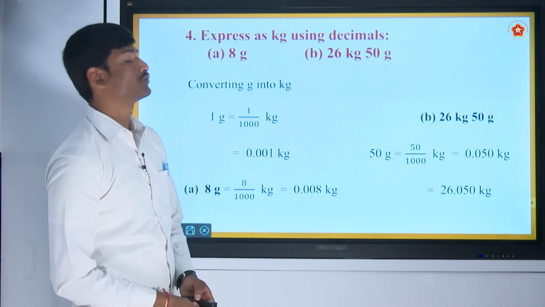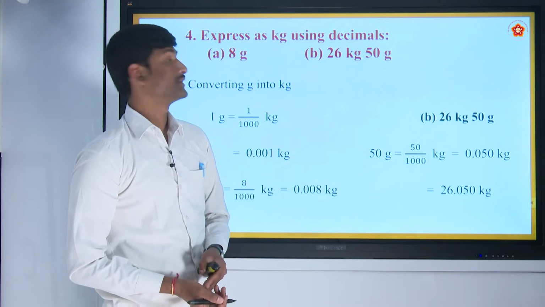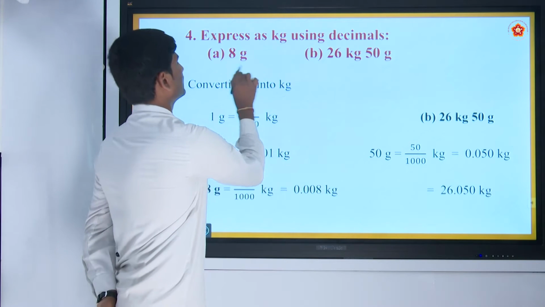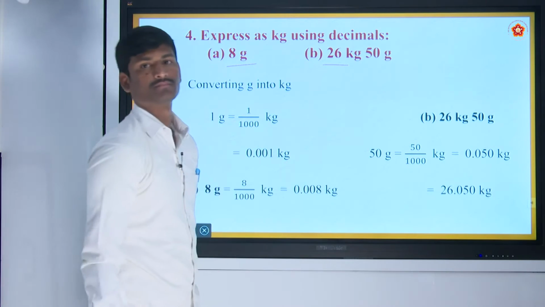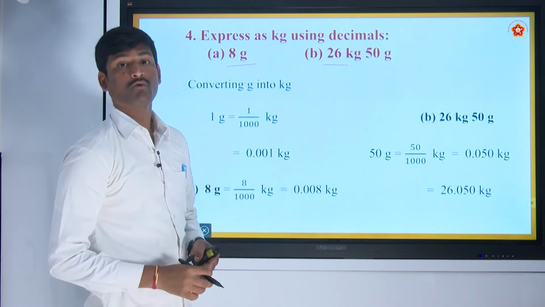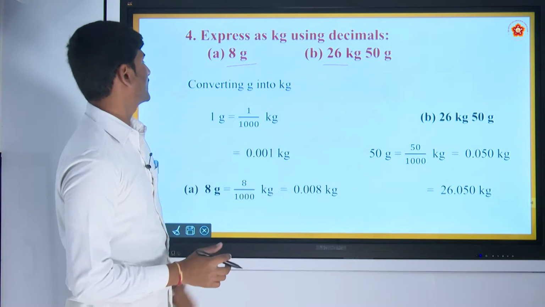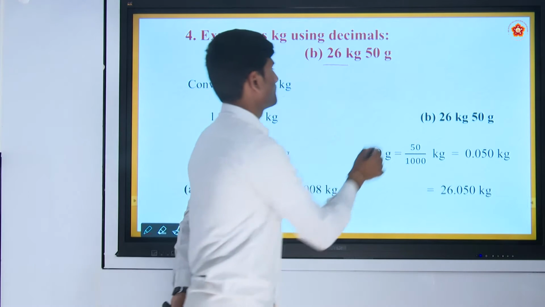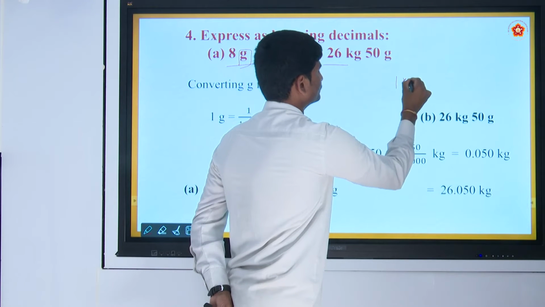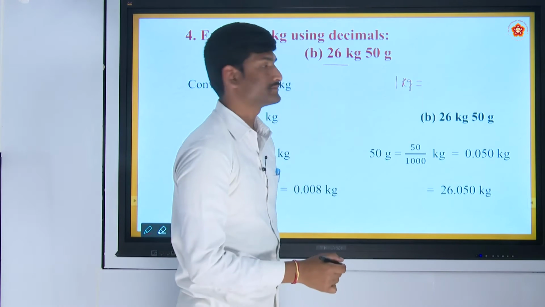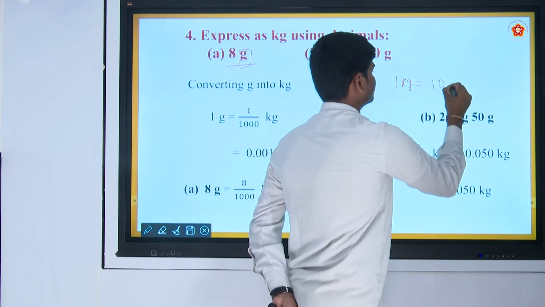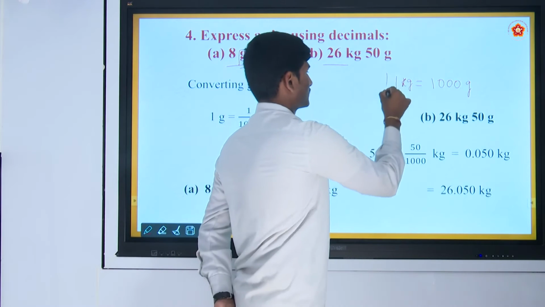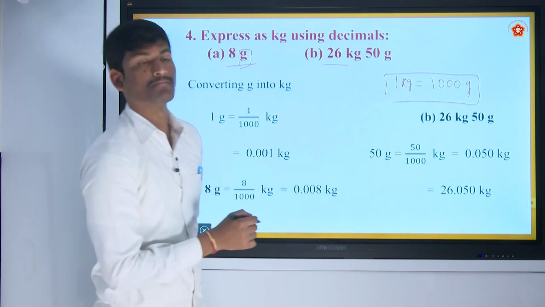Then fourth question: express as kg using decimals. Here 8 gram, 26 kg 50 gram. This one is based on conversion of weight. We convert gram to kg. You know 1 kg is equal to how many grams? 1000. 1000 gram is equal to 1 kg. 1 kg is equal to 1000 gram.